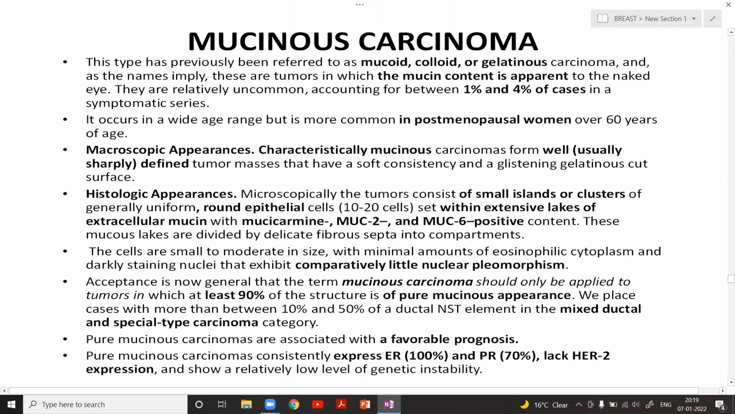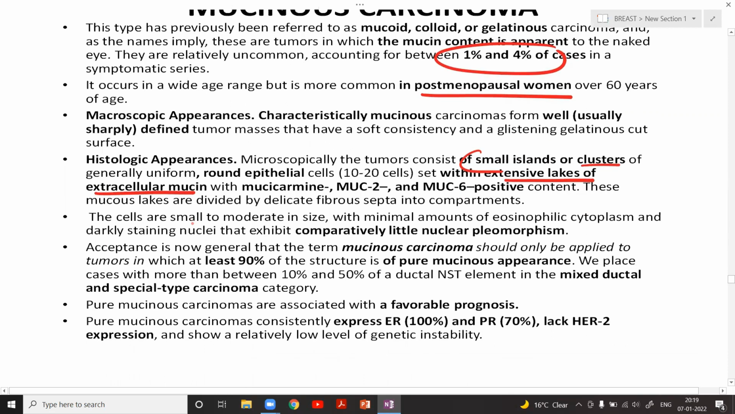Okay, so let us see the features of the mucinous variety. Again, just like lobular carcinoma of the breast, this is common in postmenopausal women. It is not very common, around 1 to 4% of cases. Characteristically, you will have lakes of mucin. Histologically, there will be small islands and clusters of cells inside extensive lakes of extracellular mucin. The stains used are mucicarmine, MUC2 and MUC6, which confirm the mucinous nature of the mucin present.